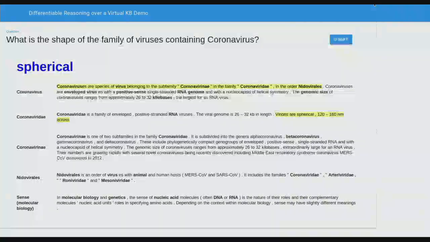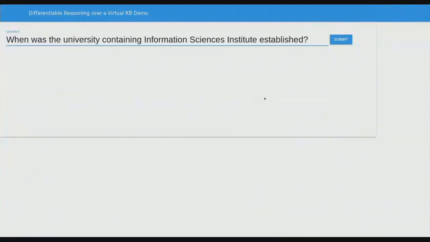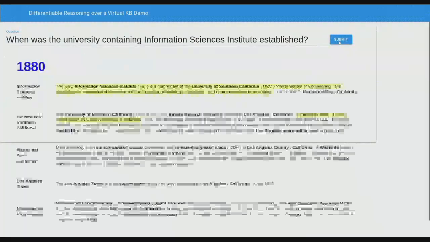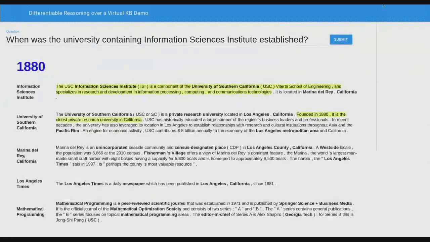We can also ask other questions, like when was the university containing Information Sciences Institute established? In this case, it first finds the answer to the first sub-question, which is University of Southern California, and then it answers that as 1880 as the date of establishment. And as you can see, this is real time. This system is running on a single CPU server, and it's pretty fast, even though we have about 5 million Wikipedia articles that it searches the answer for.